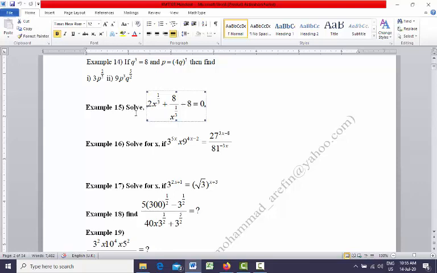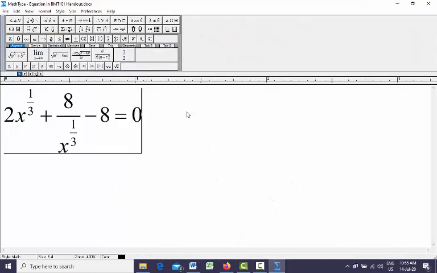In example 15 you can see the question is asking us to solve the following equation. So the question is asking you to solve this equation. So let us solve it. Right, so this is the equation, right? So let us solve it.